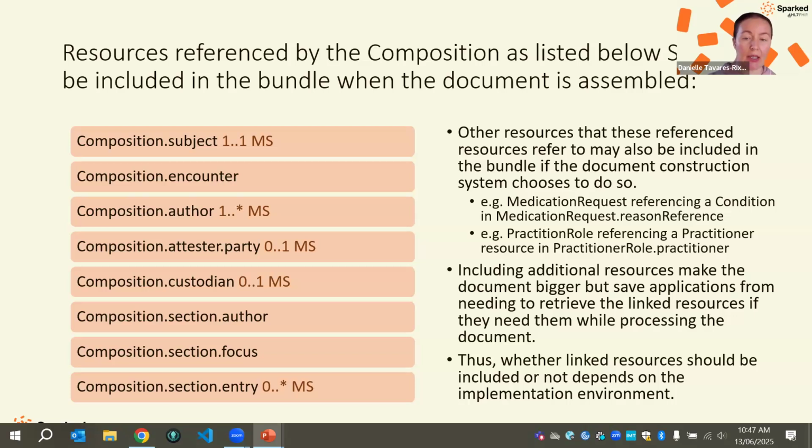So I gave that example of the practitioner role. And there's also this one. We've got, for example, a number of our profiles like medication request have must support on reason reference. So if you reference a condition in medication request.reason reference, there is not a hard requirement to actually include that in the bundle.